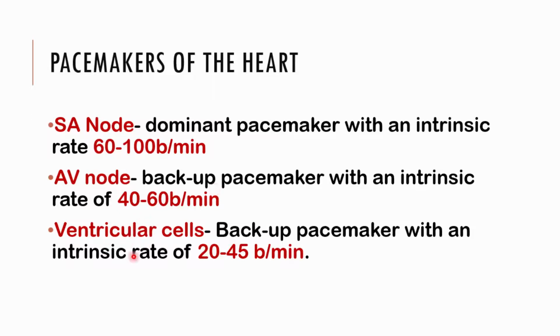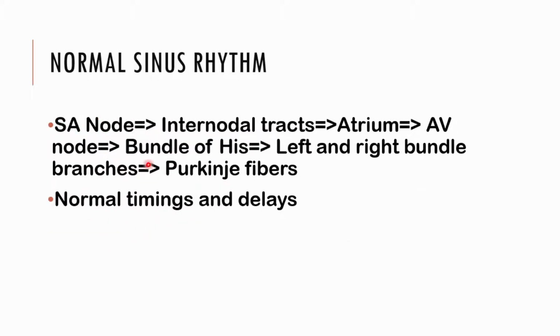Then you may sometimes have ventricular cells which are also backup pacemakers, and they have an intrinsic rate of about 20 to 40 beats per minute. So you could have a junctional escape rhythm, you could have a ventricular escape rhythm. Then remember also, we said sinus rhythm is an impulse that's starting off in the SA node, being carried along the internodal tract, being carried to the atrium, to the AV node, the bundle of His, the left and right bundle branches. Remember, the left bundle branch has an anterior and a posterior branch, and then of course the Purkinje fibers. And if it has the normal timings and the normal delays, you refer to that as your normal sinus rhythm.